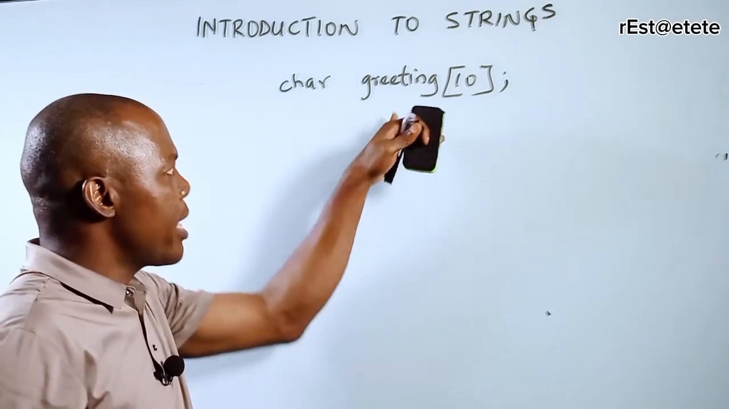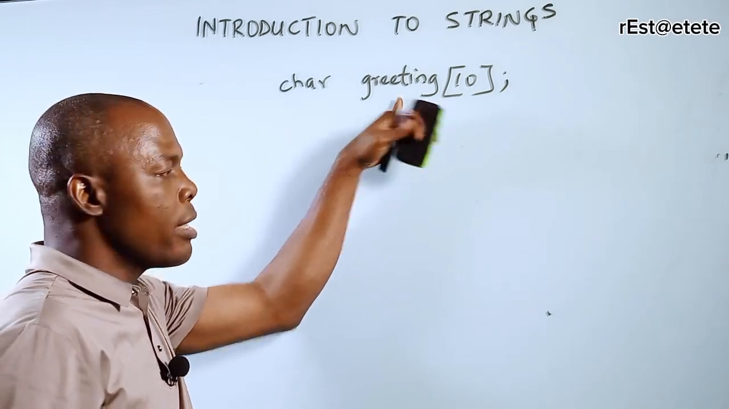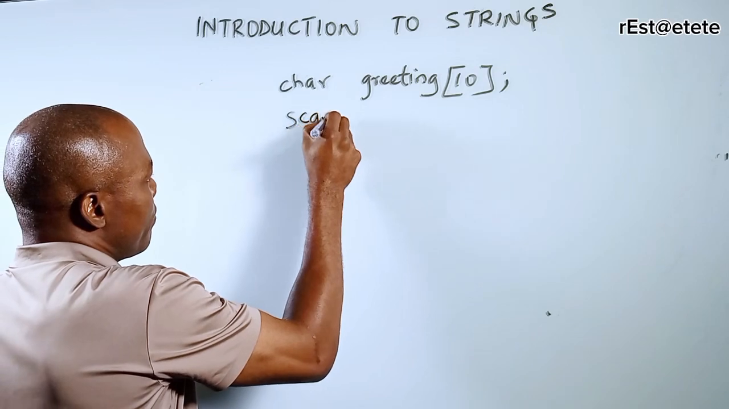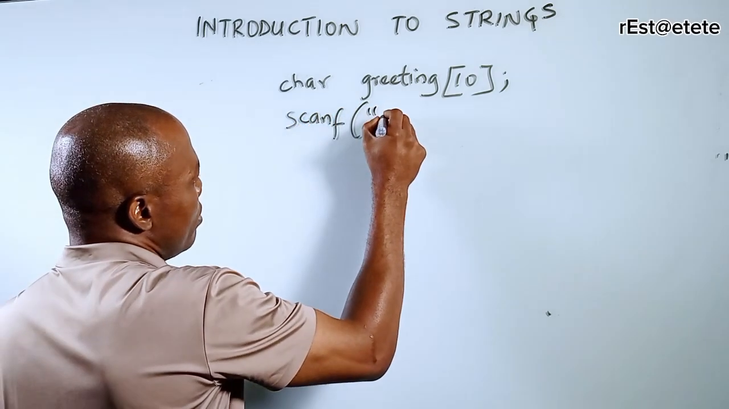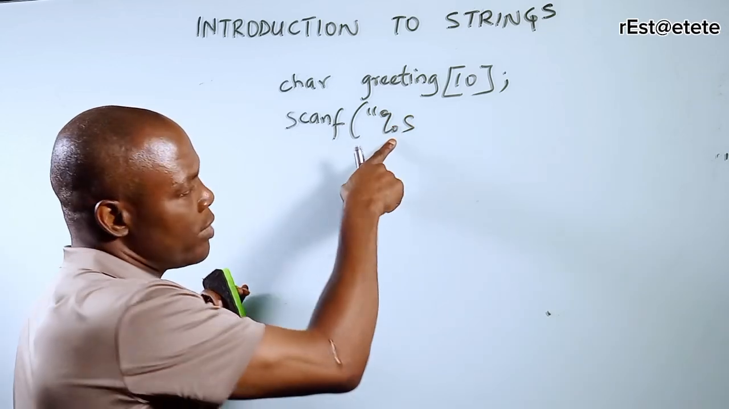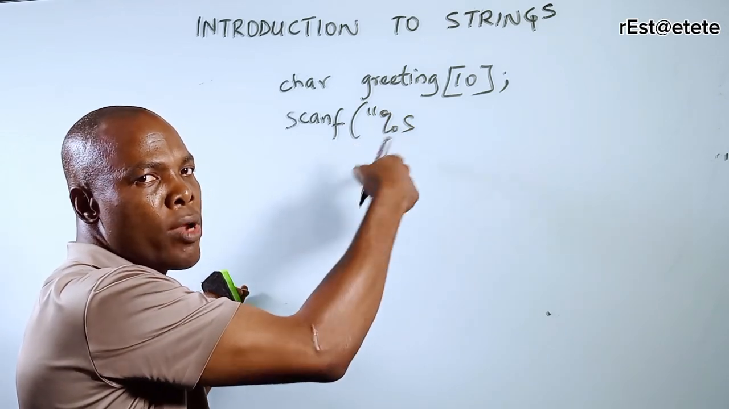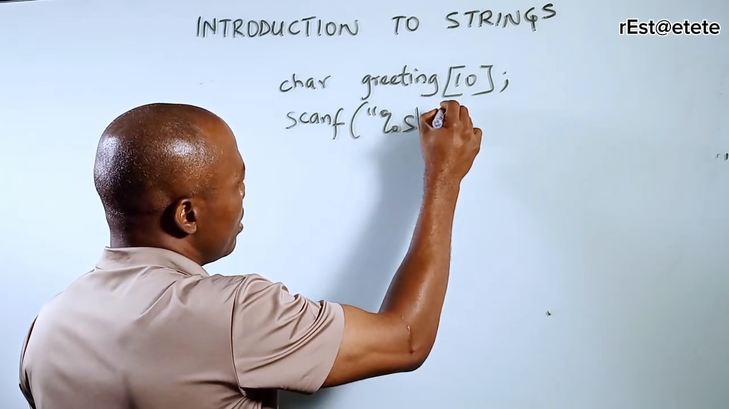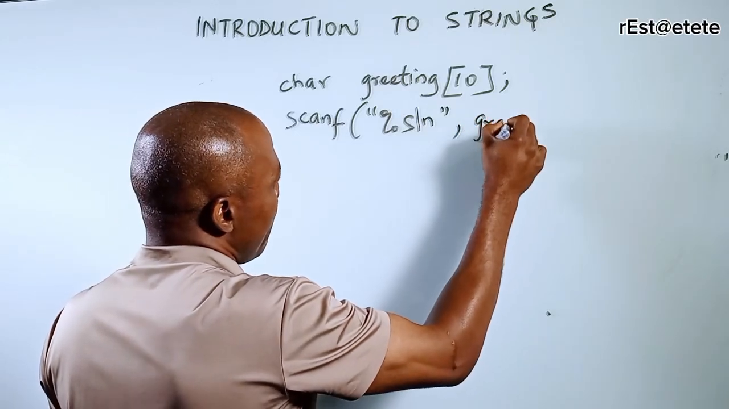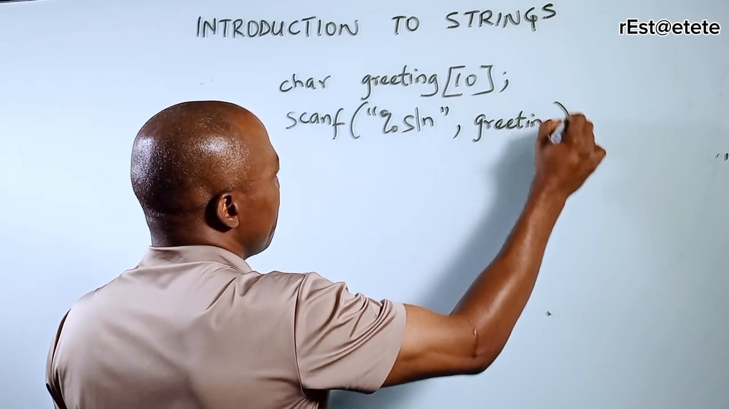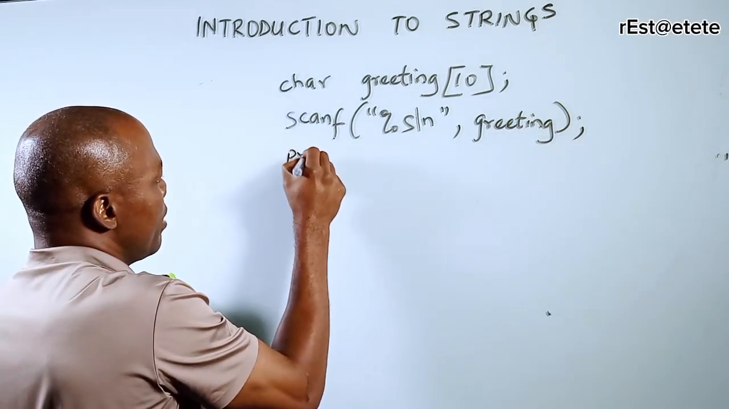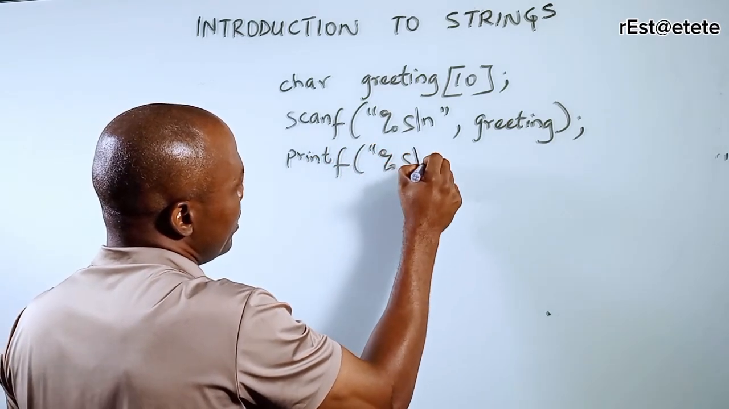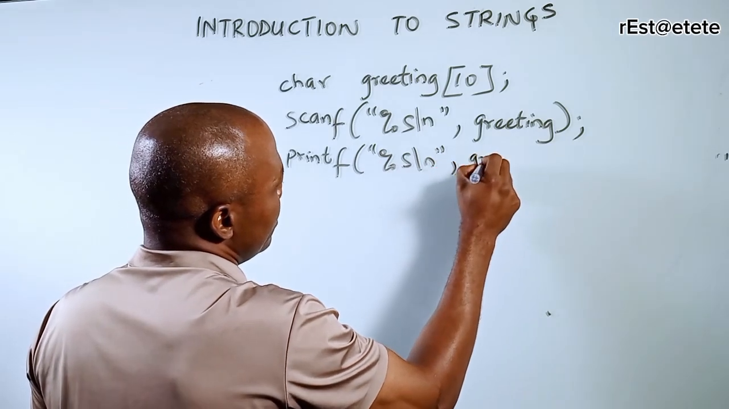So in the stack, I have created this memory, because character is what? 1 byte. Now I will use scanf as a function. %s is my format specifier. So this is how you interpret the 0 and 1, which is the machine language in the memory. Then greetings. Then here I will say printf "%s\n", greeting.